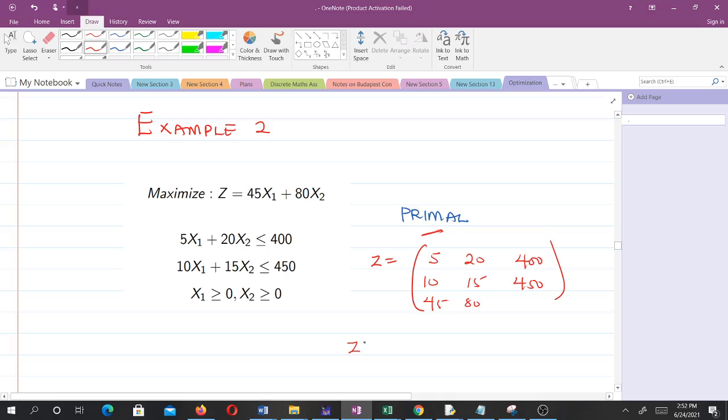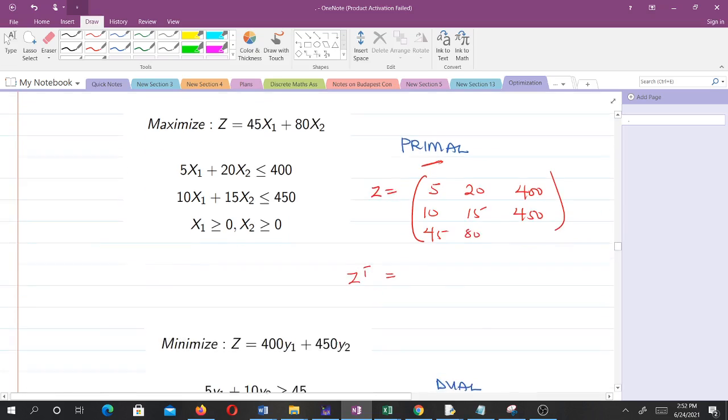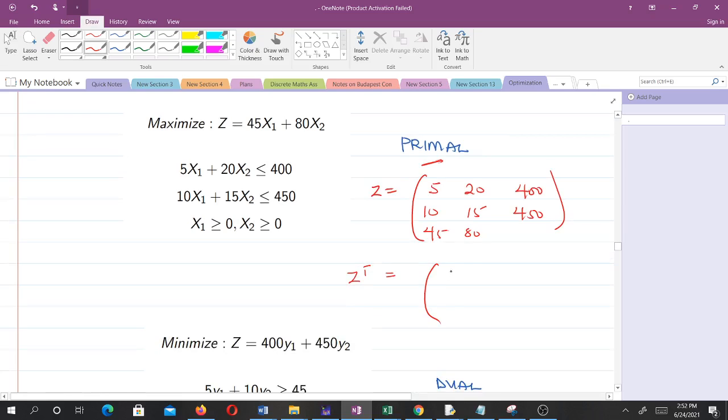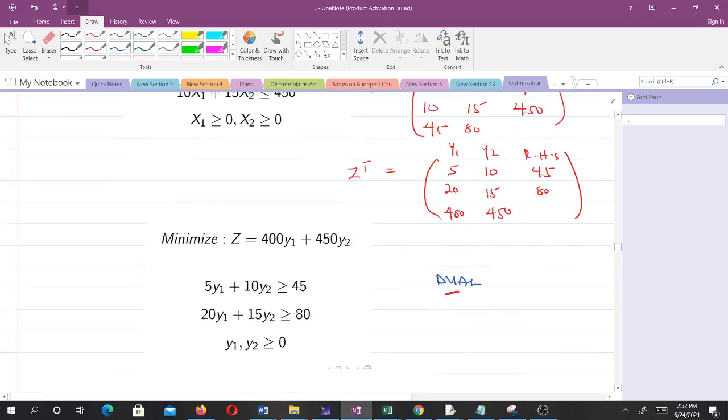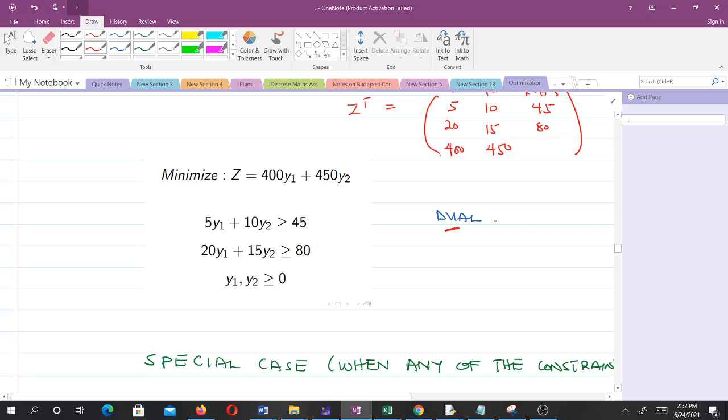And when you find Z transpose, we are going to get 5, 20, 400, 10, 15, 450, and 45, 80, right? And this is y1, y2, our right hand side. And we convert it to what? This dual. So converting from primal to dual is very simple, right?